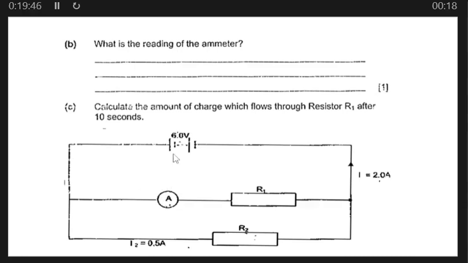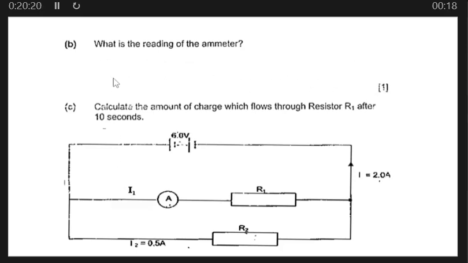So let's call the current flowing through ammeter A here I1, because here they've told us this is I2, meaning there must be an I1 which is flowing through resistor 1. If the one flowing through resistor 2 is called I2, then the current flowing through resistor 1 should be called I1. So let's create some space here.